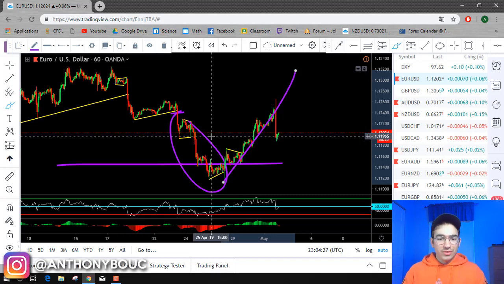So we saw everything about that trade, the entry, the risk, the target, how it went after taking it. So that was a trade breakdown for Euro USD.